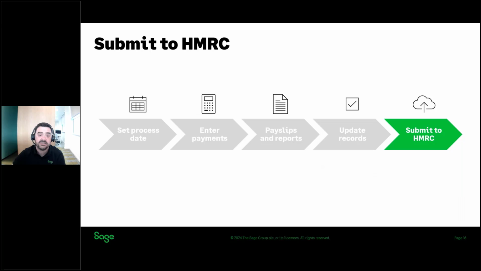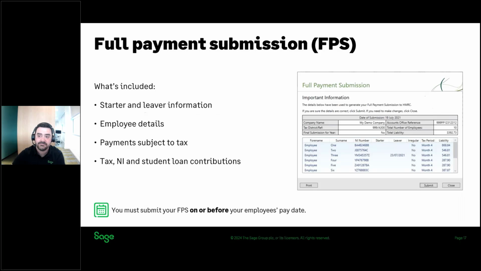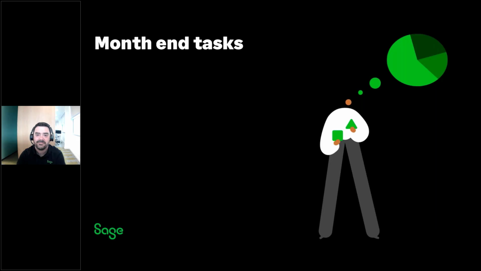And that was our final task, submit to HMRC. It includes any starter and leaver information, employee details, taxable payments, and then your liability, which is made up of tax, NI, and student loan contributions. And you must send this on or before your employee's pay date to avoid any late filing penalties.